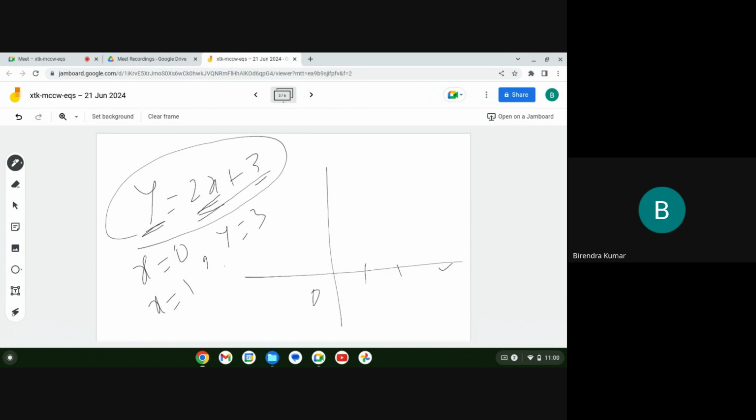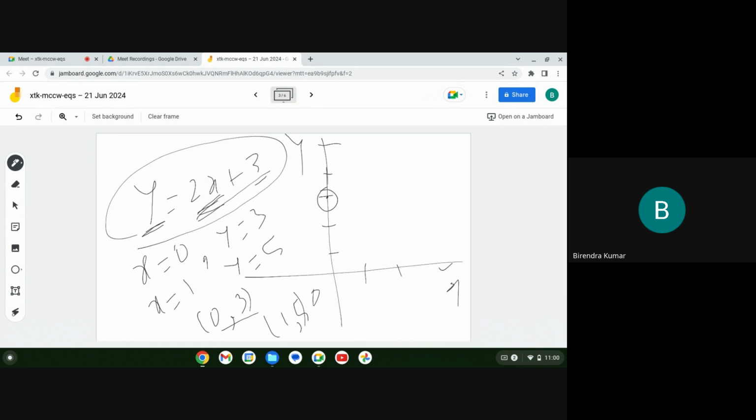2 plus 3, 5. Y will be 2 into 1 plus 3, 5. So I got 2 points: (0, 3), and the second point is (1, 5). I will use x equals 0 and 3. Let's say 1, 2, 3, 4, 5. This is my y-axis, this is my x-axis. Okay. (0, 3) will be somewhere here.